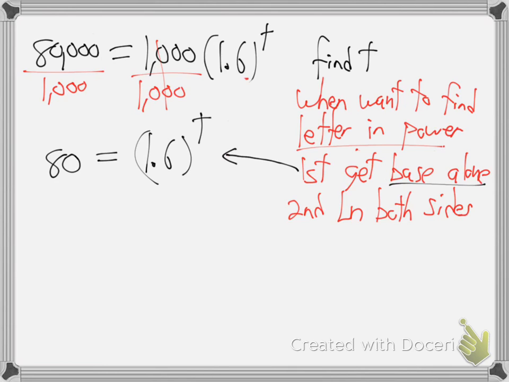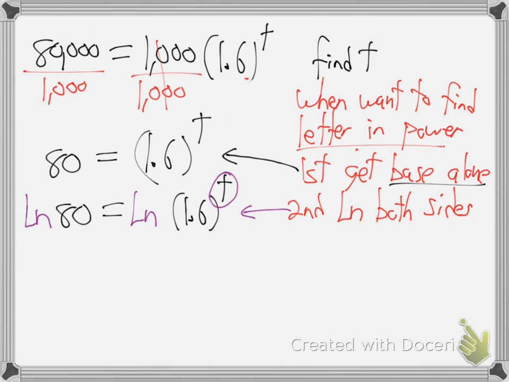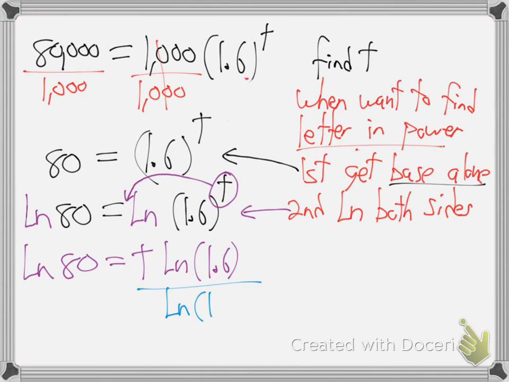It's just the base. Now step two, you put ln on this side and ln on that side. ln on both sides. Like that. That's step two. And then what does that allow you to do? That letter drops down to the front. So it becomes T ln 1.6 is ln 80. And once that T is down on the ground like that, you can easily solve for it. Just divide by ln of 1.6. And boom, T equals 9.3 on your calculator.